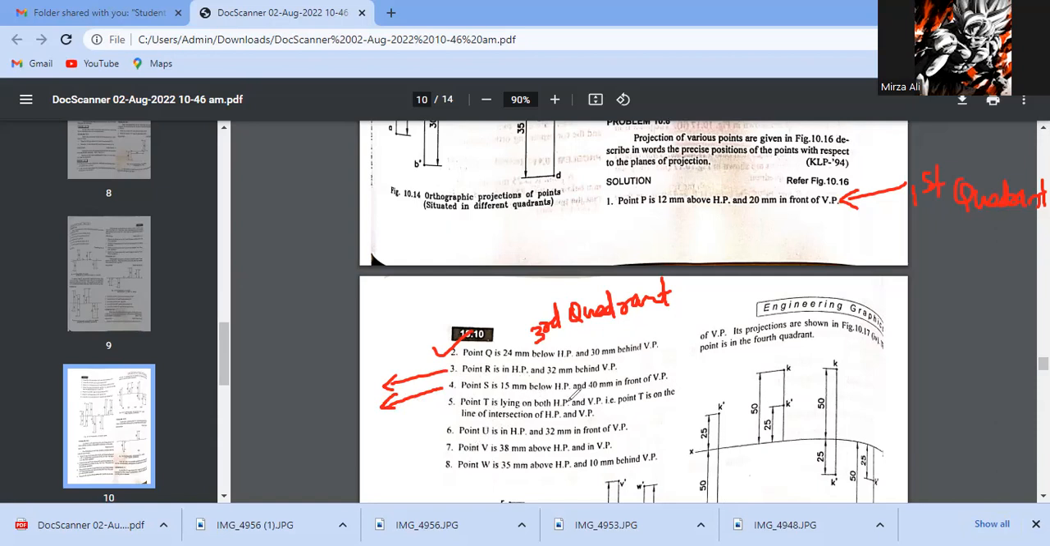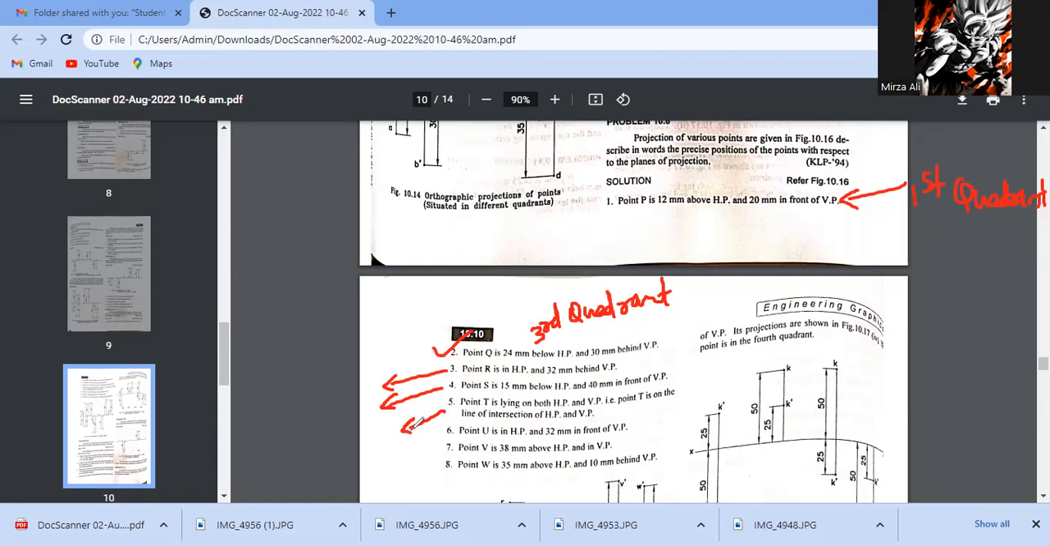Fourth is in fourth quadrant. Why? Sir, it's below HP and in front of VP. Yeah, point S is below HP and in front of VP. Below HP, in front of VP means it is in fourth quadrant. Okay.